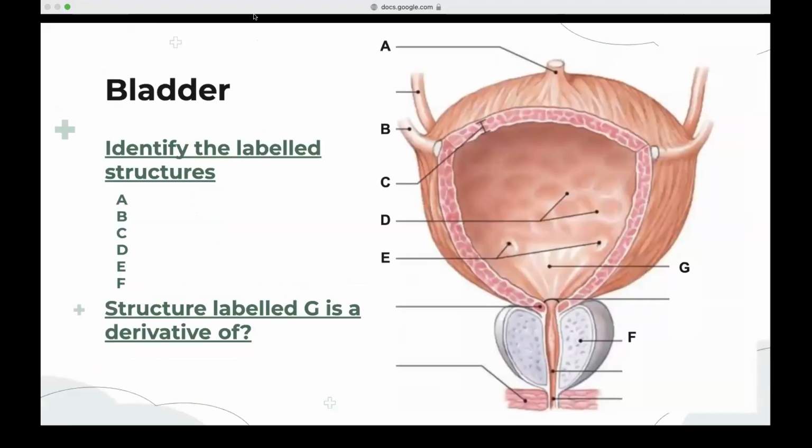Now identify the labeled structures here. What's A? Urachus. Okay, that's a remnant of urachus. What's the other name for it? Do you know? Median umbilical ligament. So it stretches from the top of the bladder to the umbilicus. That's why if someone presents with yellowish discoloration coming out from their umbilicus, you would think of patent urachus. Okay.